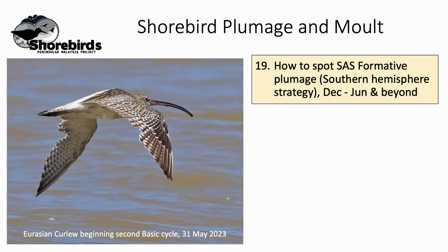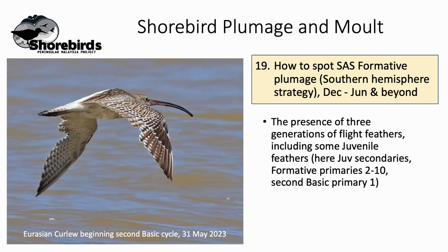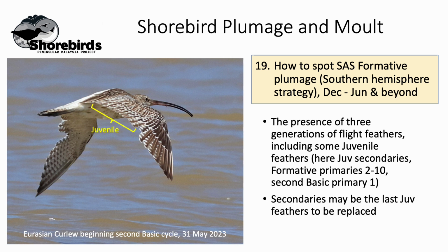Beyond December, so into the second calendar year, what we see here is 3 generations of flight feathers, including some juvenile feathers, so juvenile secondaries, formative outer primaries, and second basic innermost primary. So it may be that the secondaries are the last juvenile feathers to be replaced. And so if we can find juvenile feathers still present on the wing when pre-basic molt has begun, then we can say that it's most likely a bird in its second cycle.